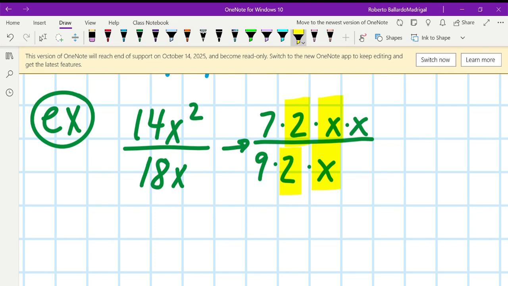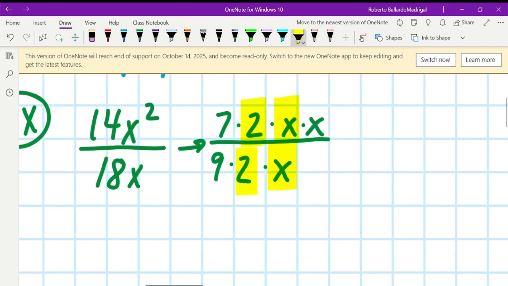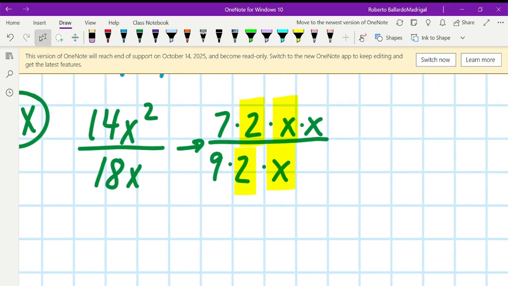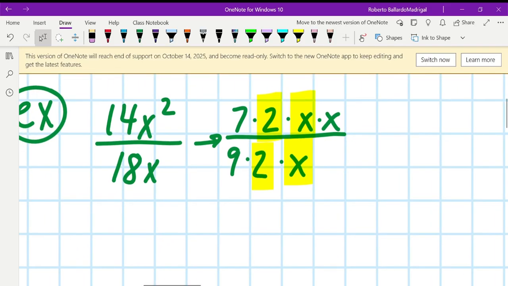stuff that we're going to get rid of, but we're not going to cross it out just yet because we have to find the excluded values. So I'm going to find the excluded values before I cancel everything out. That means I want to figure out what x can not equal, otherwise my denominator is going to equal 0. So in this case, 9 times 2 times x, this is really 18. If I multiply 18 by what number am I going to get 0? What can x not equal then?